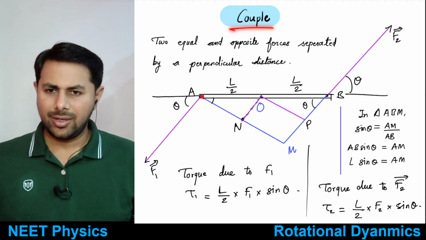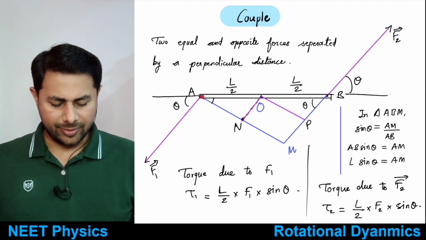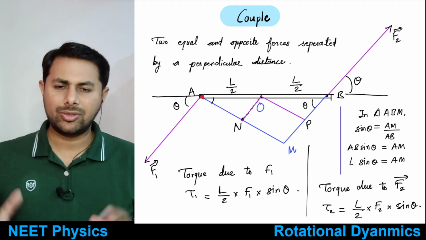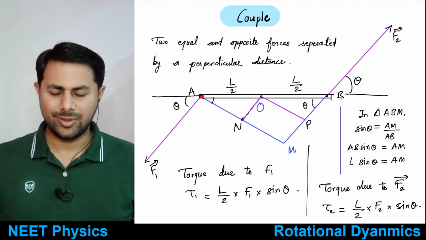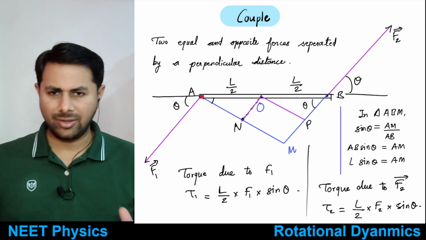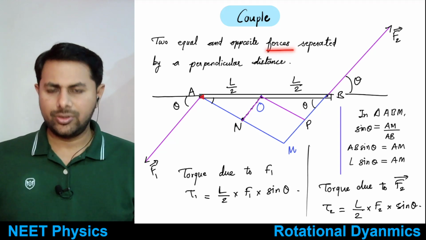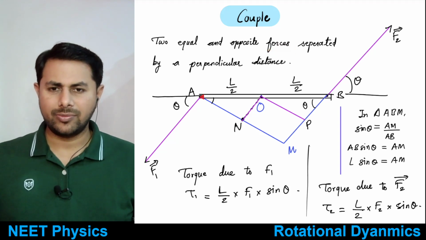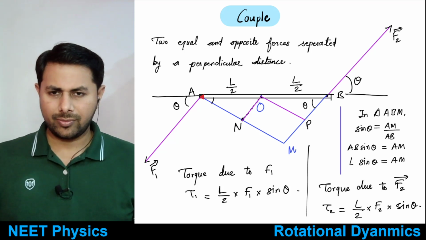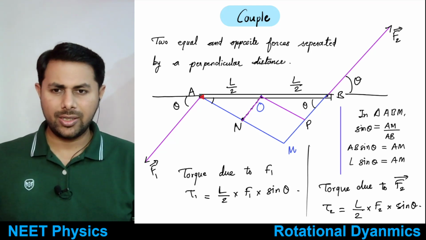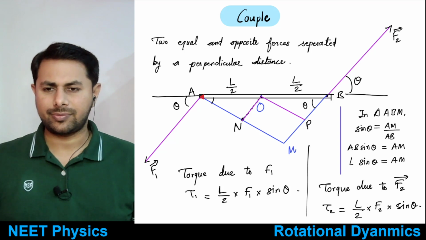So next let's talk about the couple. So what is a couple? Couple means two equal and opposite forces. Okay, two equal and opposite forces acting on a body is a couple, right? So what is the use of this couple? So couple results in purely rotational motion.